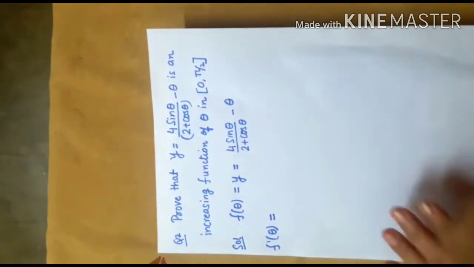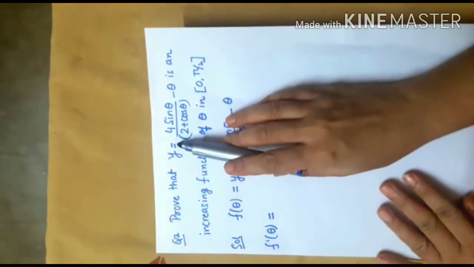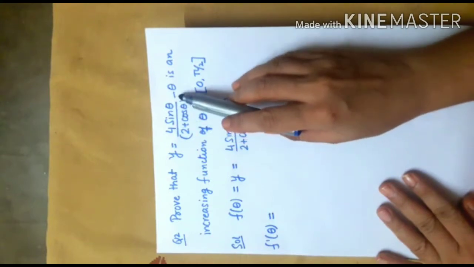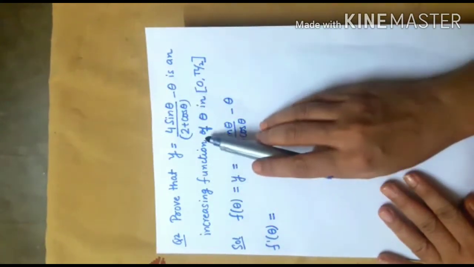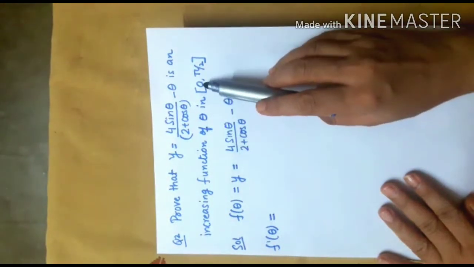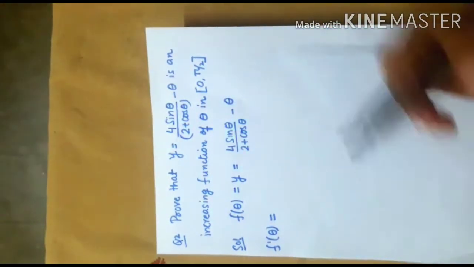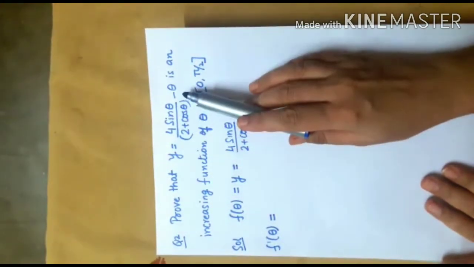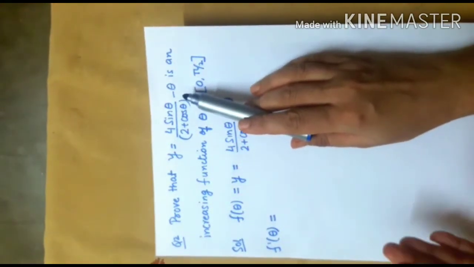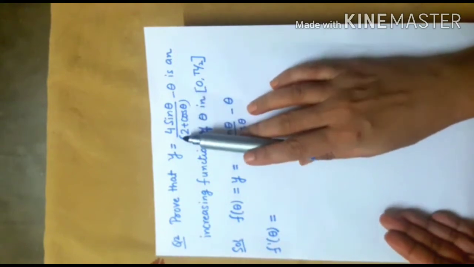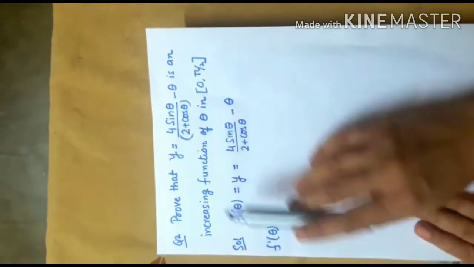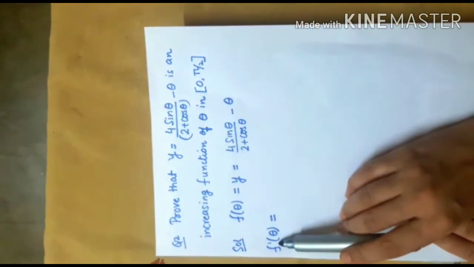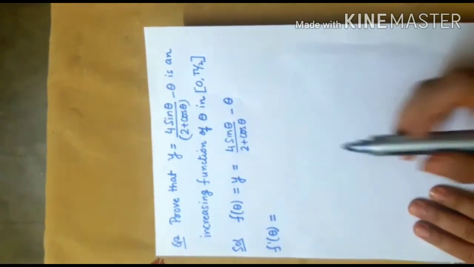Let's take another question. Prove that y equals 4 sine theta over (2 plus cos theta) minus theta is an increasing function of theta in the closed interval 0 to pi by 2. I have to prove that it is an increasing function, and for that I need to show that the derivative of the function is non-negative. So first I'll compute the derivative of this function, that is, f dash theta.